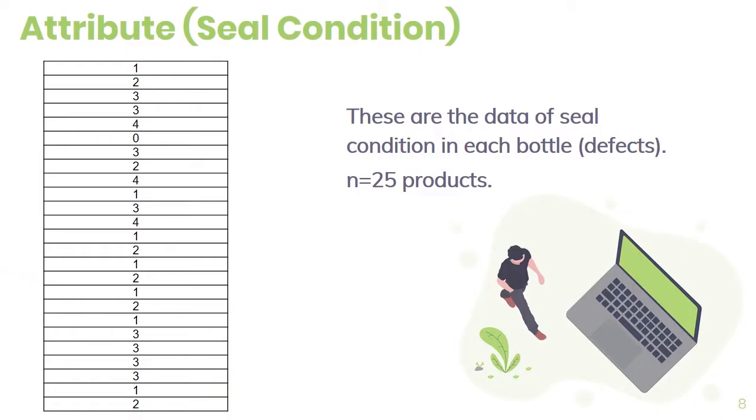Besides variable, the attribute properties of Rosella drink are also being assessed, and one of the attributes is the seal condition of the bottle. The number of data gathered is also 25 data with 4 subgroups, and the table in the slide shows the sum of the 4 subgroups, so it's basically the final data.